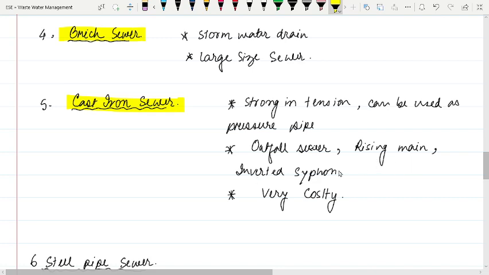Inverted siphons are generally under pressure because they run at full capacity and have a pressure higher than atmospheric pressure. But the problem is they are very costly.